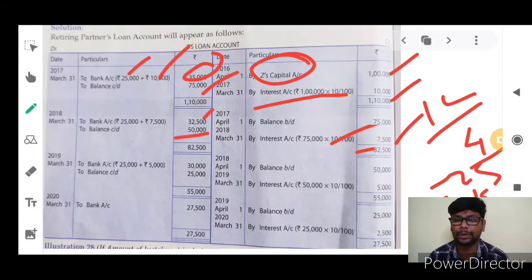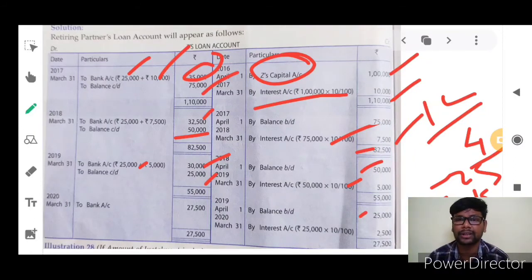Then 50,000 will be brought forward here, and 10% on 50,000 is 5,000 rupees. Then 5,000 rupees will be added. So collectively 55,000 will be paid by the firm to the retiring partner. So firm is paying 25,000 plus 5,000, that is 30,000, to the retiring partner. Then the remaining 25,000 will be there. So 25,000 will be brought forward over here.